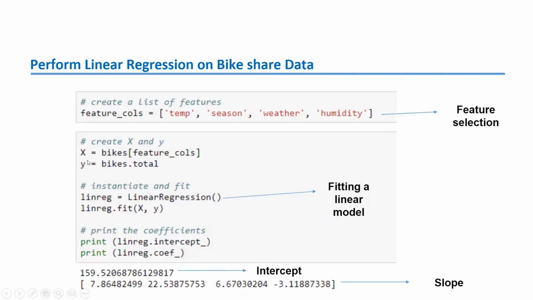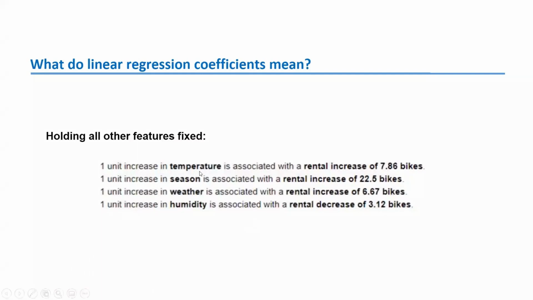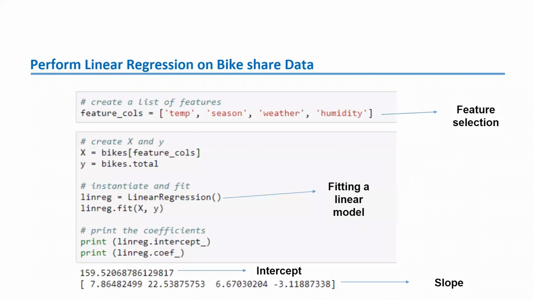So you create an X variable which has all the feature columns, and you have the Y variable which is the total number of bikes, and you fit this to a linear regression model. From here you can find the intercept. Intercept says that even if there are no schools and colleges, you have 159 bikes which are going to be rented. Then you have the individual slope of all these 4 features, which are 7.86, 22.53, 6.67, and minus 3.11. It means that a 1 unit increase in temperature is associated with a rental increase of 7.86 bikes. So if there is a 1 degree increase in temperature, there are going to be 7.86 more bikes rented.